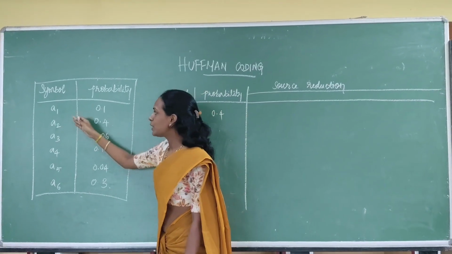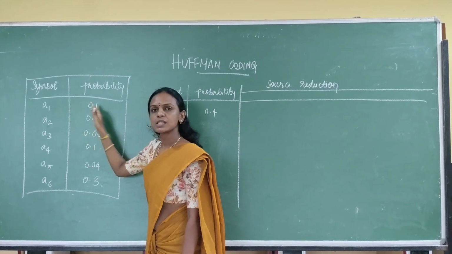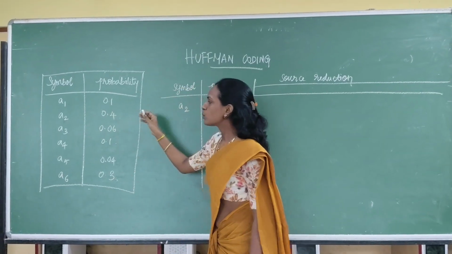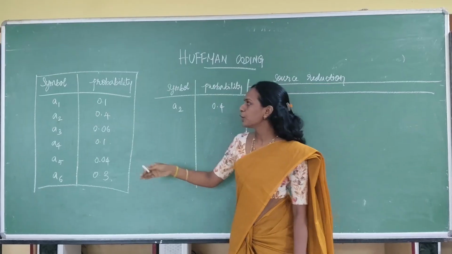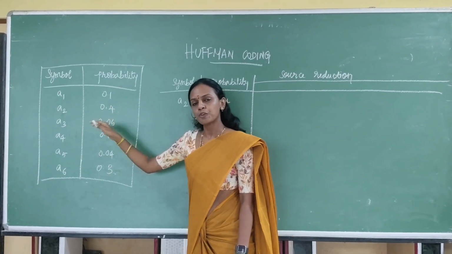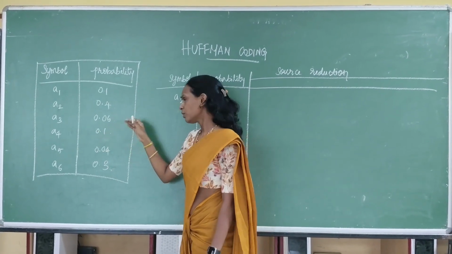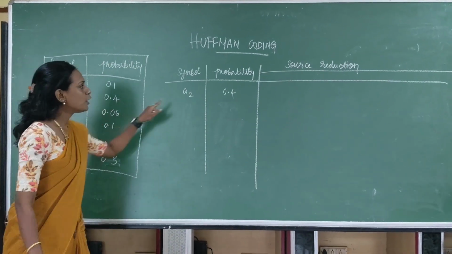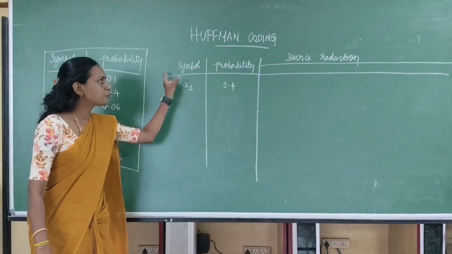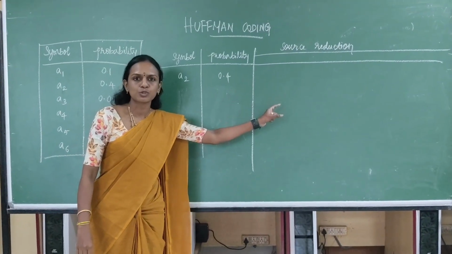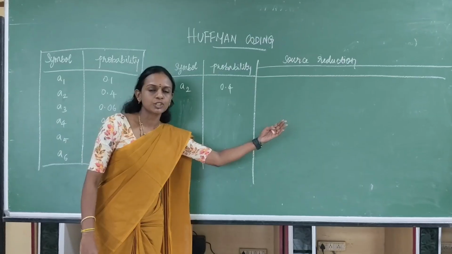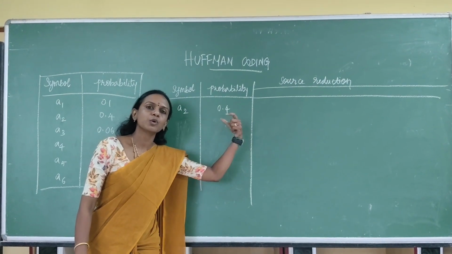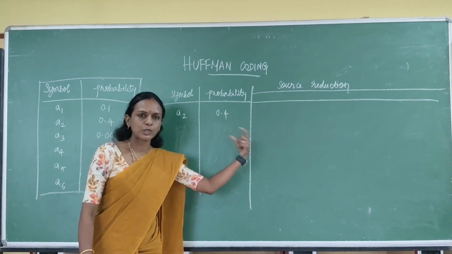So in this example, the symbols are given, and for each symbol the probability range is also given. For this problem, the first step, as I already told you, is arranging the probability ranges for the symbols in descending order. I am putting a table over here for the symbol and the probability, followed by the source reduction. We keep doing the source reduction, and until we get the final two probability ranges, we keep proceeding with the same procedure.